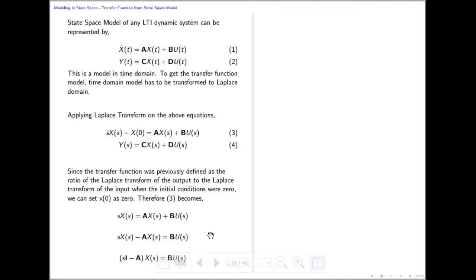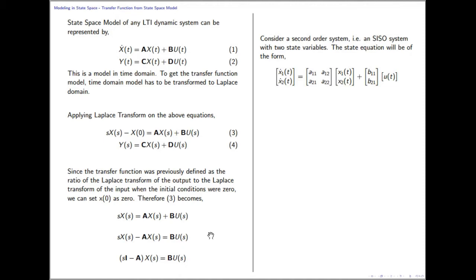To illustrate this, I'm taking a second order system, or a two state variable system. A second order system is nothing but a system with two state variables. Specifically, I'm going to take an SISO system, that is a single input single output system, for better understanding. So for such a system, that is a two state variable system, I can write the state equation like this. Am I right? So this is the state matrix.